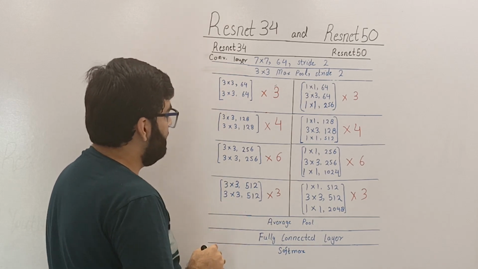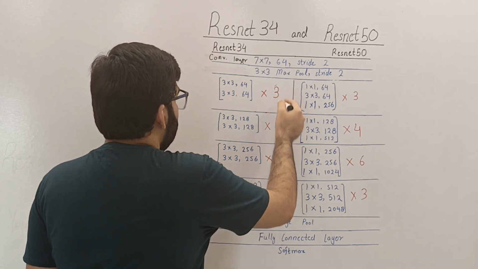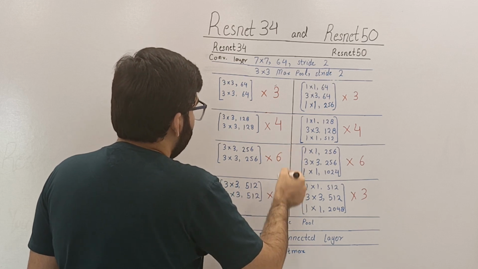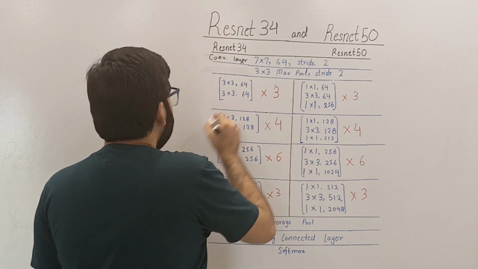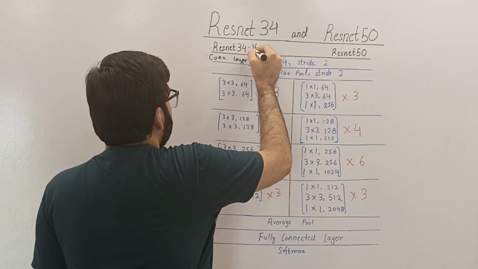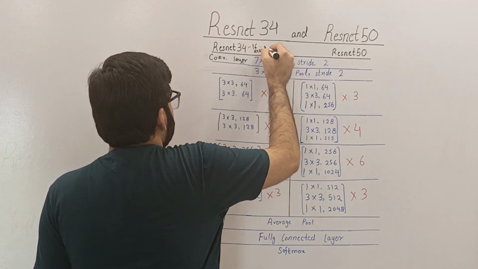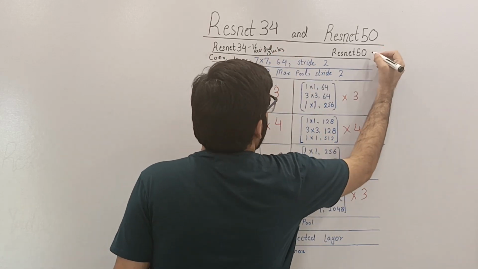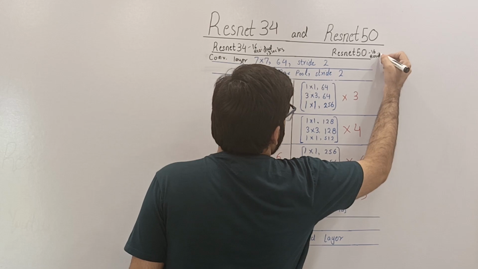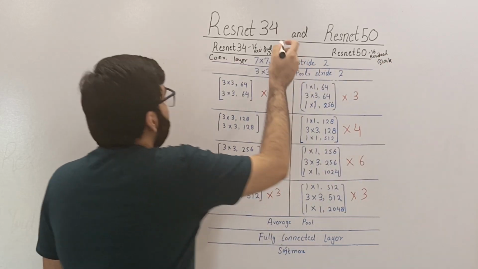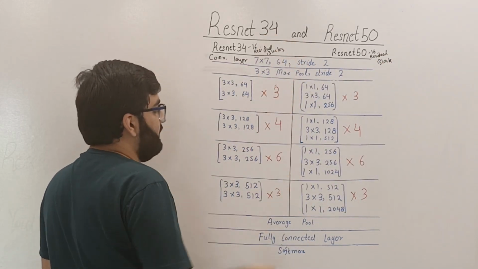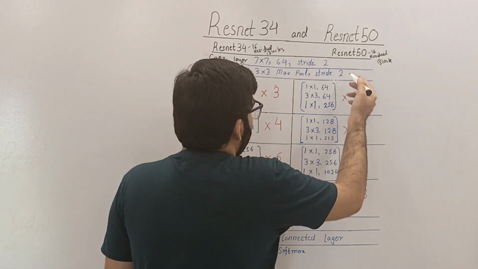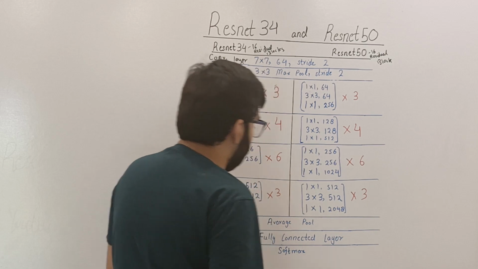So that means 3 plus 4 plus 6 plus 3, that is 16 residual blocks, and 16 residual blocks for this one too. 34 means there are 34 layers. You can count them, they will add up to 34. And 50 means 50 layers. You can count them and they will add up to 50.